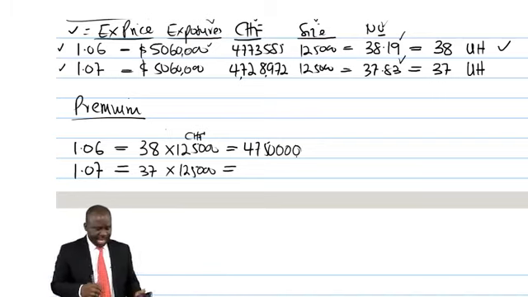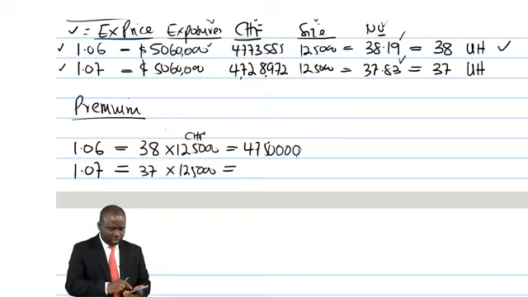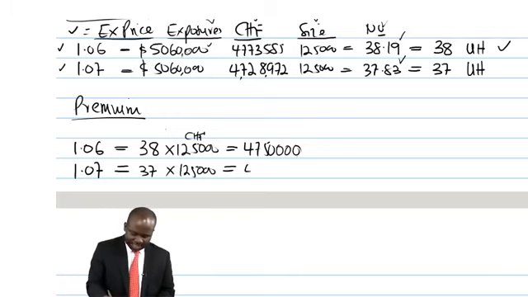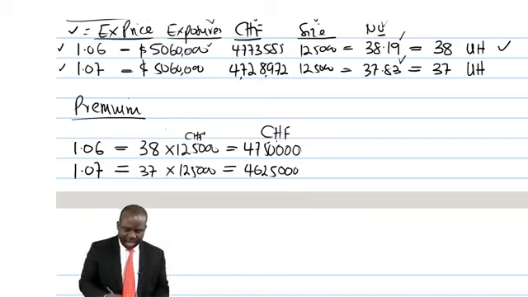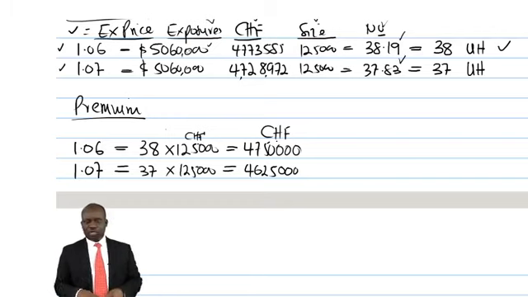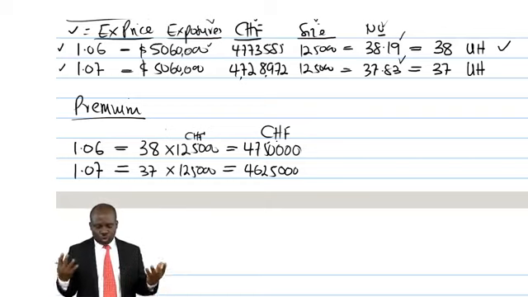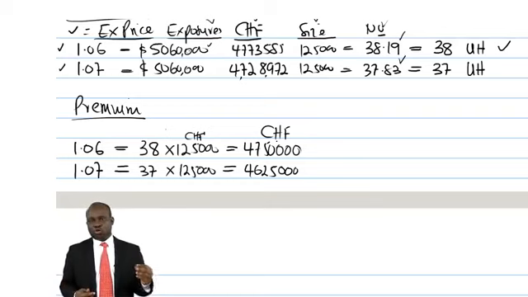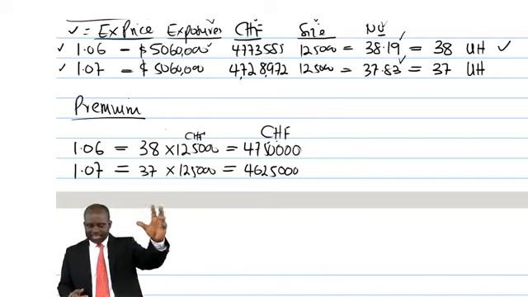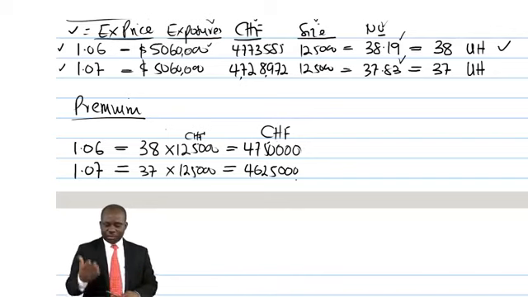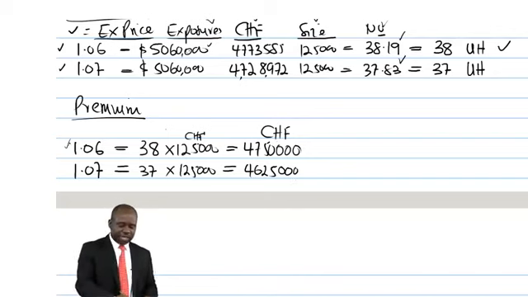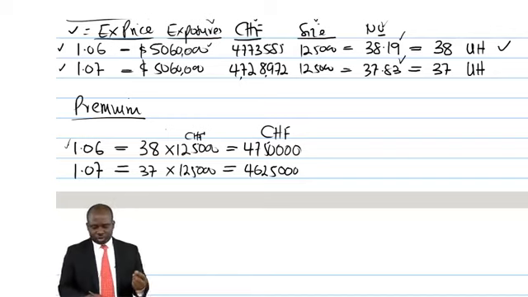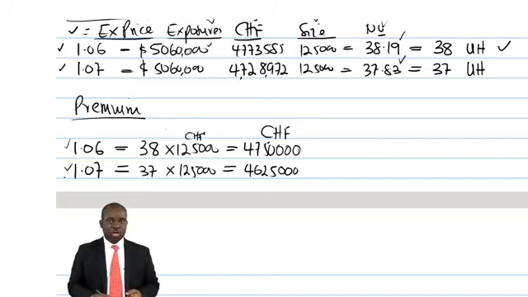Excuse me. And then 37 times 125,000, and that is 4,625,000. These are in CHF. Okay, now let's go to the question and get the premium. So the total amount under the contract, I will sell the CHF are these figures. I will sell 475,000 if I enter into this contract, or 4,625,000 if I enter into this contract.